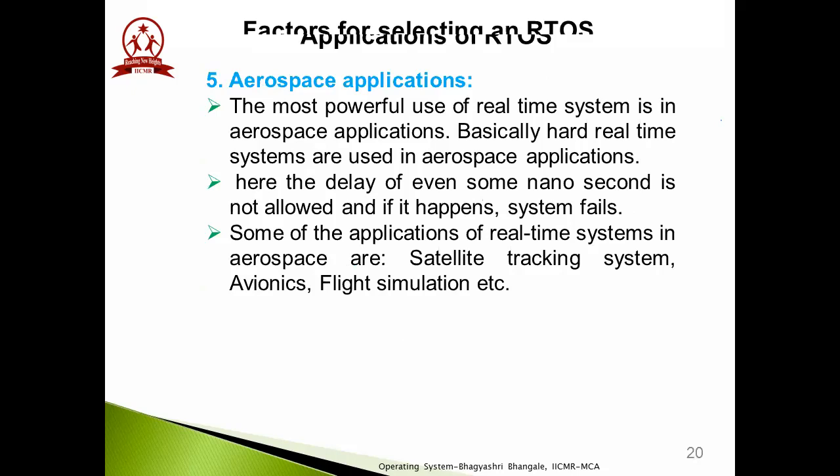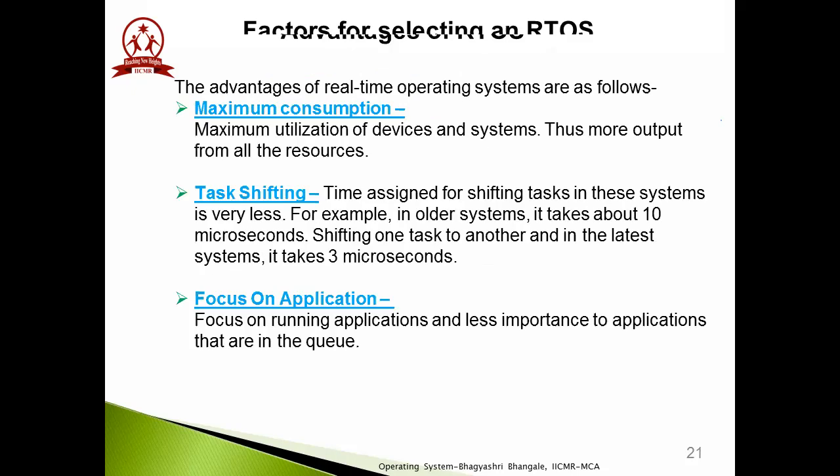One more application is the aerospace application. This system is also used in the aerospace area. It is the most powerful use of a real-time system. Basically, hard real-time systems are used in aerospace applications. Why? Because a hard real-time system can provide the time constraint. There is no delay in a hard real-time system, so this system is widely used in aerospace applications. Examples for this application are satellite tracking systems and flight simulation. So these are some examples.